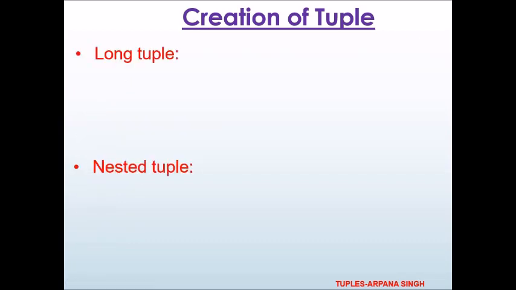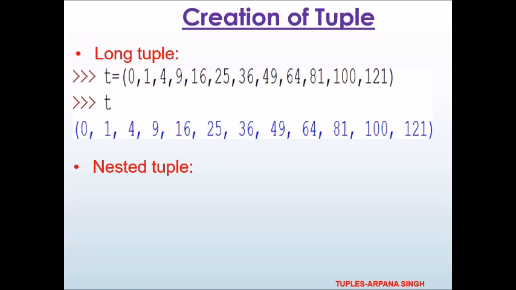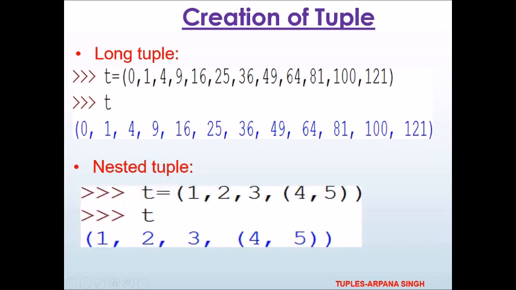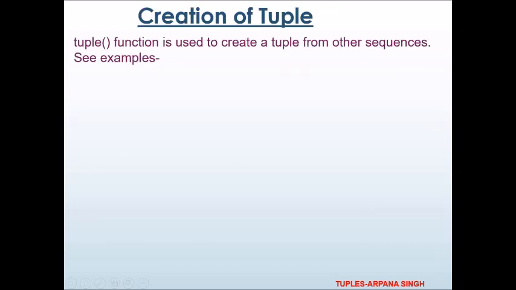Other tuples are long tuples, meaning when the elements are too many, it is called a long tuple. Too many elements in one tuple is known as a long tuple, and a nested tuple is a tuple within a tuple. So this is a tuple 1, 2, 3, and the fourth element is again a tuple with two elements, 4 and 5. So this is an example of a nested tuple. You can have a tuple within a tuple, then a list within a tuple. You can have any data type within this; that is a nested tuple.